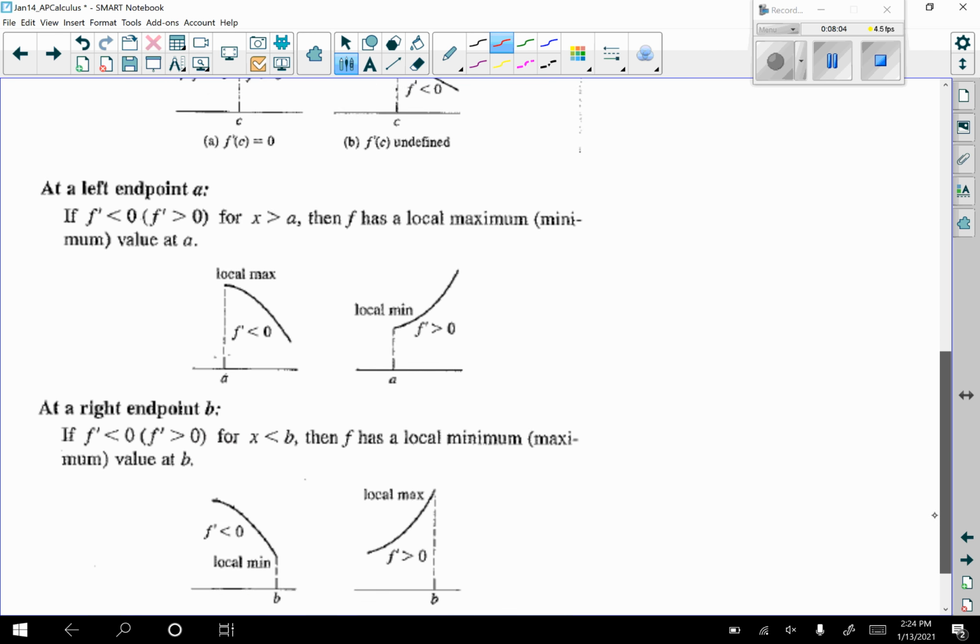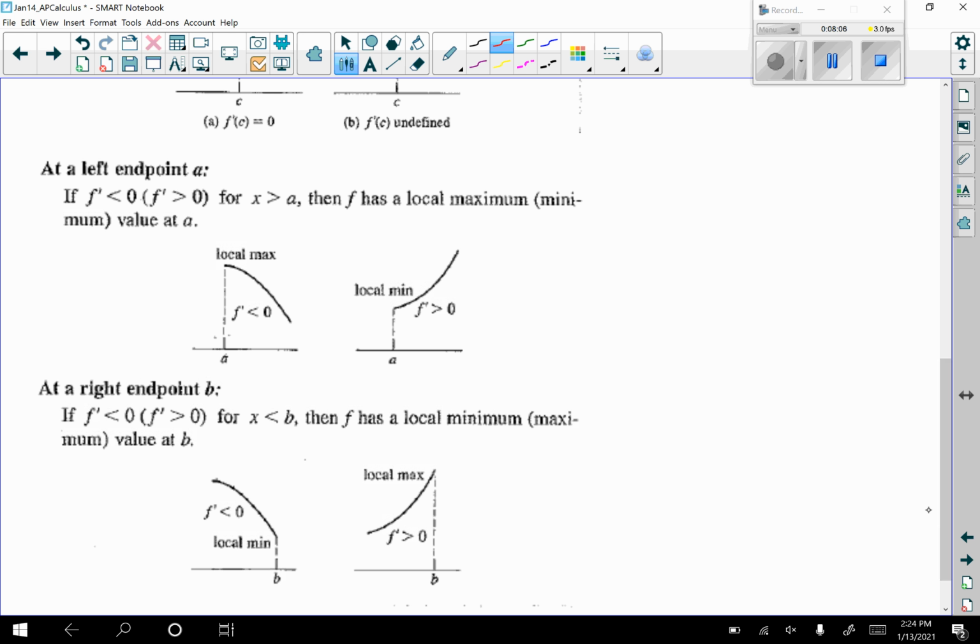Now, we can have endpoints here that can change things a little bit. So what this is saying, at a left endpoint A, if our first derivative is negative for any x value that's greater than A, then f has a local max. So just showing this graph, if we have an endpoint here, we could still describe that as a local max. Or like over here, we could say that's a local min. Same thing here and here. So just make sure you're familiar with the items in this theorem.